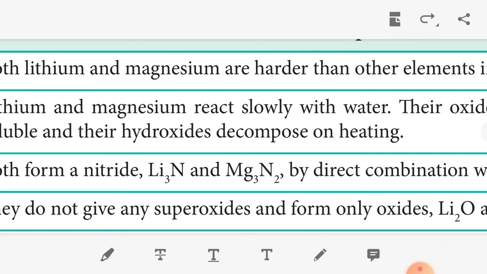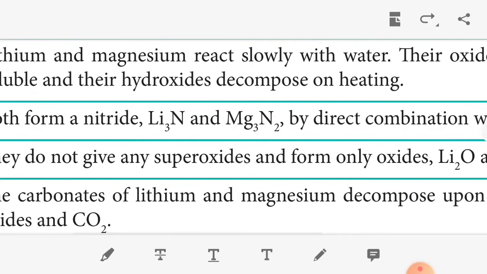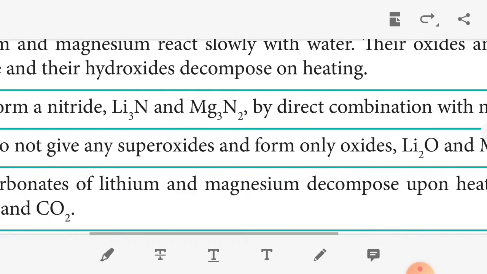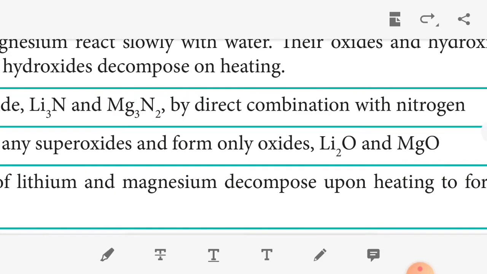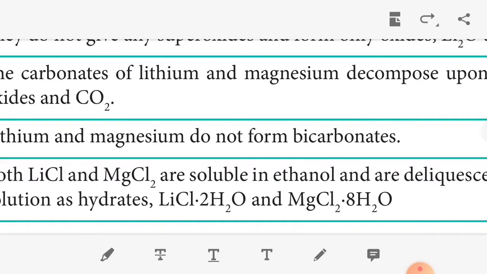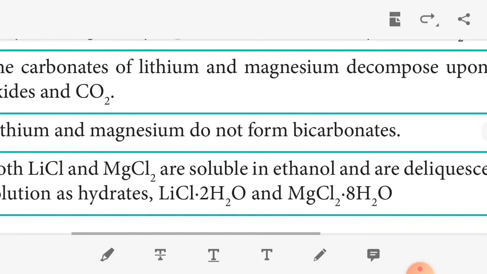Both form nitride. Lithium and magnesium form nitride by direct combination with nitrogen. Then the fourth point, they do not give any superoxide and form only oxide, lithium oxide and magnesium oxide. Lithium and magnesium do not form bicarbonate.